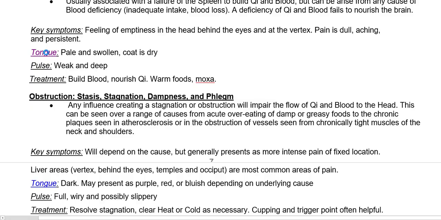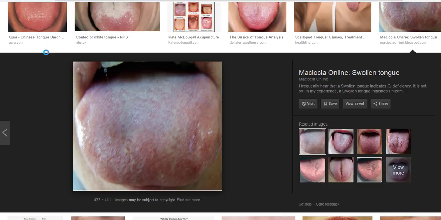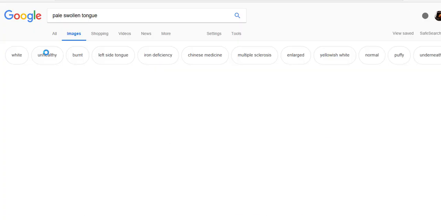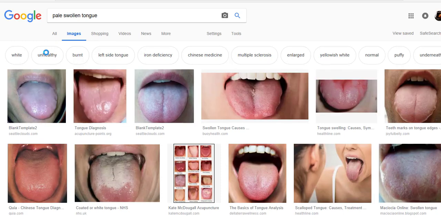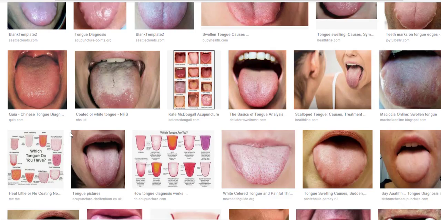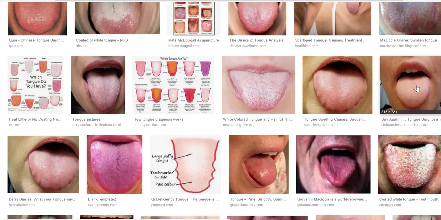And we'll see this pretty reliably. This is sort of like, though, are we really talking about headaches or are we talking about something out of balance? So yeah, pale, swollen tongue. This is the same pictures we just looked at. Same pattern here, Qi and blood deficiency. And there are lots of great examples. That's a great example there.